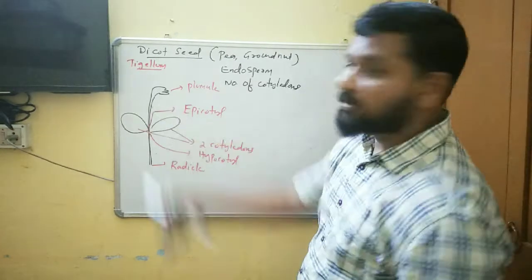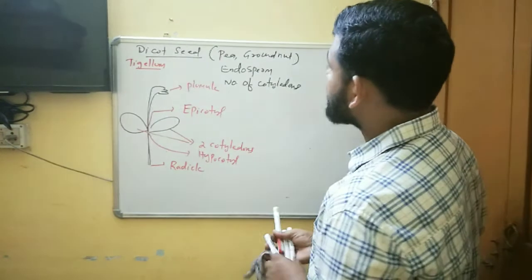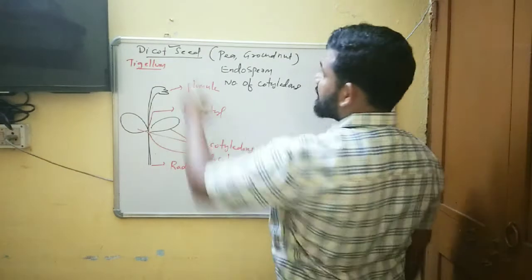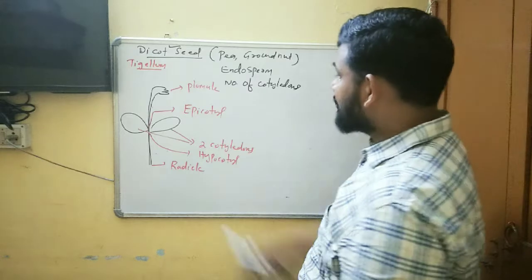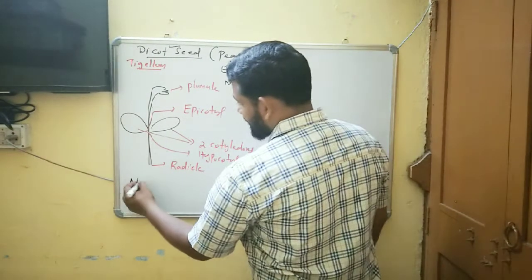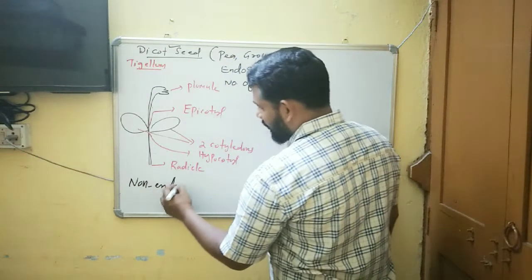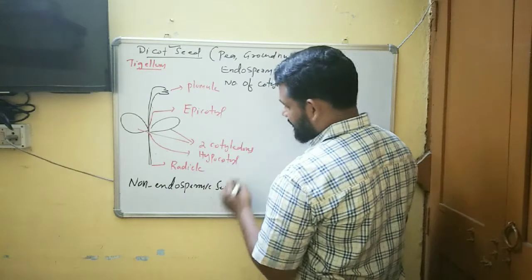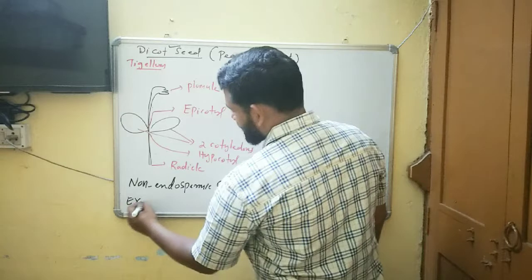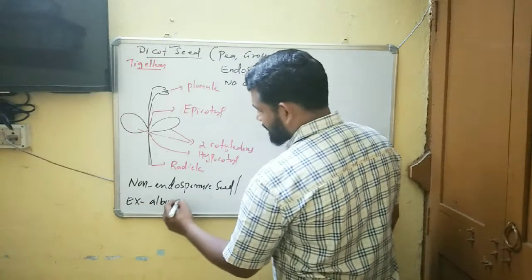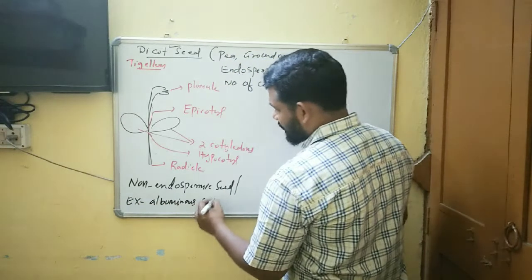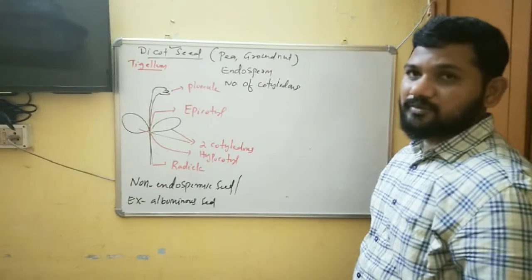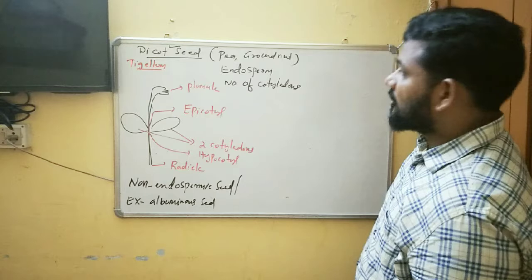And here endosperm is absent. It means the endosperm is completely utilized and two cotyledons are present, hence it is called dicot seed. As the endosperm is completely utilized, the dicot seed is also called non-endospermic seed, or exalbuminous seed, because endosperm is also called albuminous tissue. Here the albuminous tissue is totally consumed, hence it is known as exalbuminous.